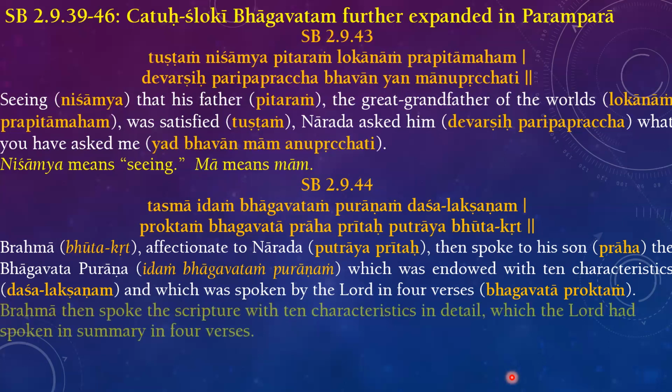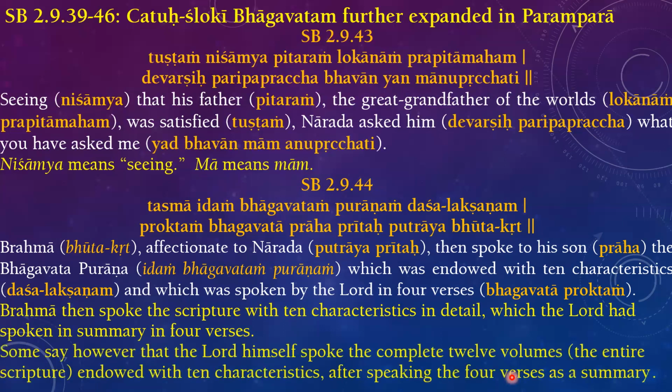So like that, Brahma then spoke the scripture with 10 characteristics in detail, which the Lord had spoken in summary in 4 verses. Some say, however, that the Lord himself spoke the complete volume, 12 volumes, the entire scripture endowed with 10 characteristics after speaking the 4 verses as summary. Some others say that Lord Narayana spoke the entire Bhagavatam to Brahma after speaking the 4 verses.